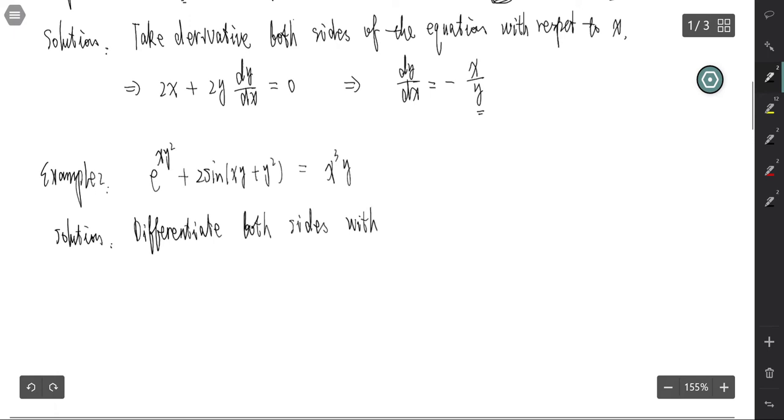With respect to x, then we can write e of u, so that e of u, and this part takes the derivative for x. That is y squared. Use the product rule for this part, for the exponential. So that is y squared plus x times 2y dy over dx.